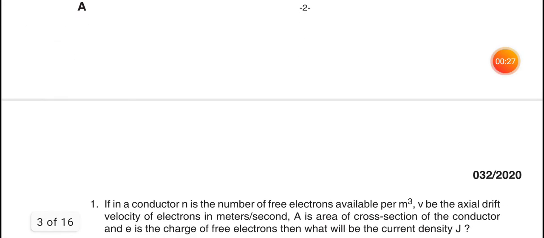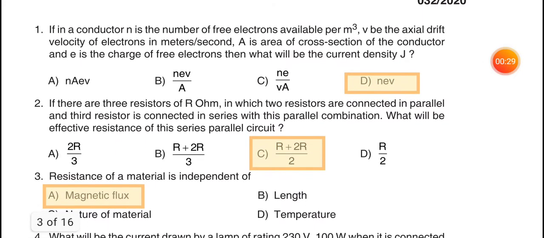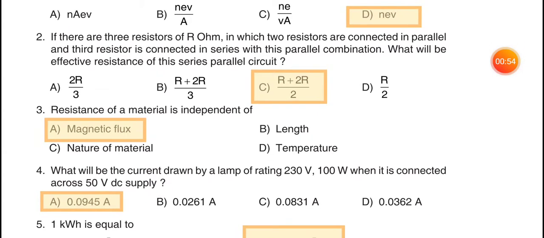First question. If in a conductor n is the number of free electrons available per meter cube, v is the axial drift velocity of electron in meter per second, A is the area of cross section of the conductor, and e is the charge of a free electron, then what will be the current density J? Answer option D, nev.